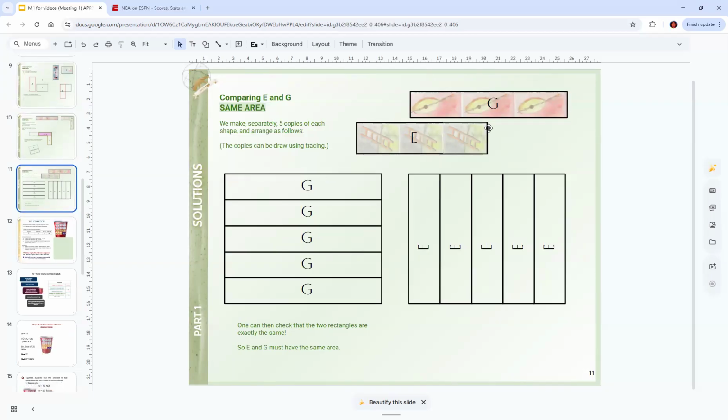But it's not clear at all at the beginning, because look, if I move E, it doesn't really fit, so it's not clear. The trick is to generate lots of copies of G and lots of copies of E, and then you'll get the same rectangle and the same number of copies here and here.